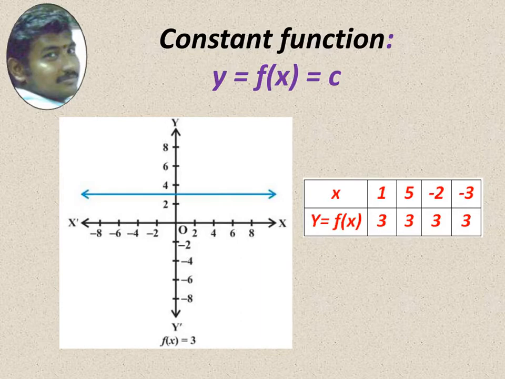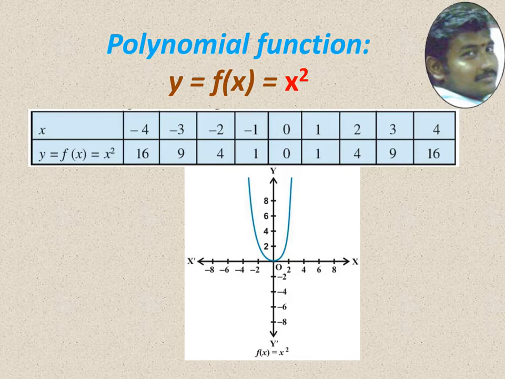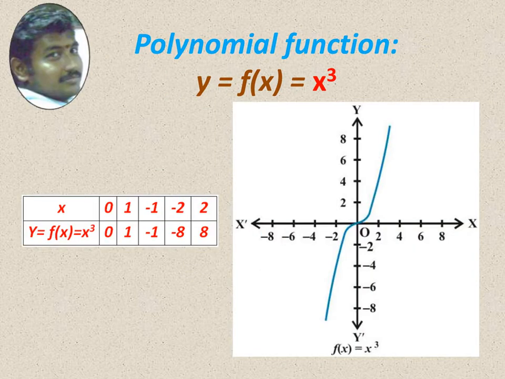Polynomial function. Polynomial means quadratic polynomial, cubic polynomial. Likewise, we will get polynomial functions. So this is a polynomial function, x square. This is x cube, a polynomial function, x cube. Quadratic polynomial. So we will get a graph like this.